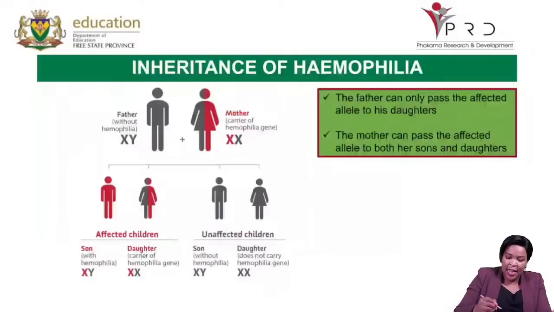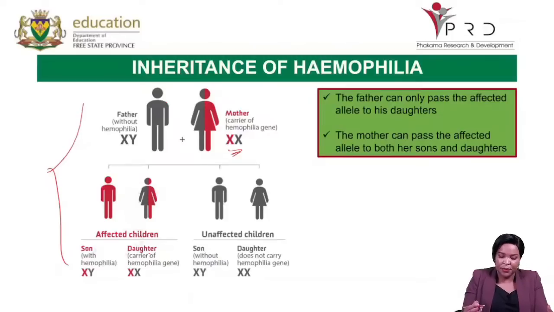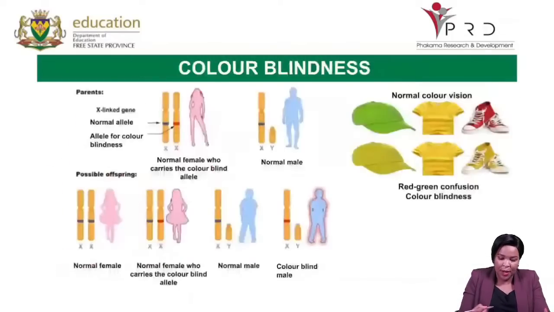So this is just a diagram to show you that mothers can pass to their daughters and their sons, and the fathers can only pass to their daughters, not their sons. Right, so this is just a diagram that was going to show you that. And then color blindness is one of the X-linked diseases that you studied.